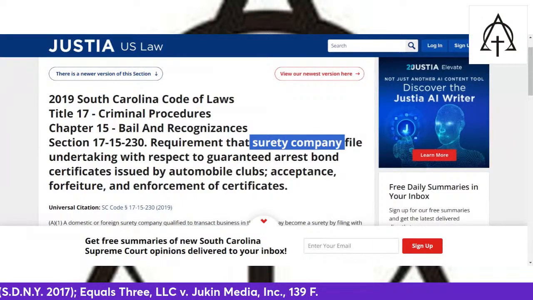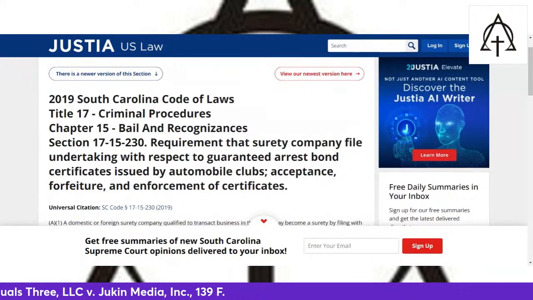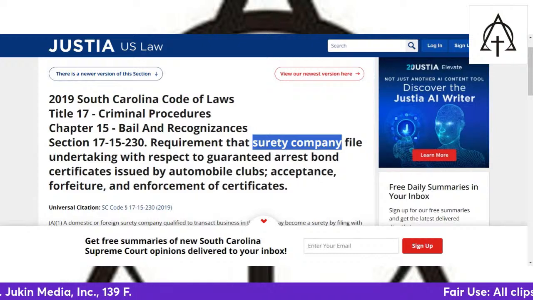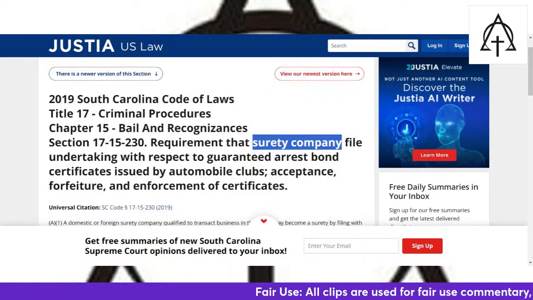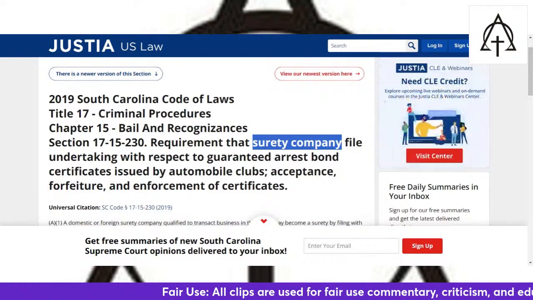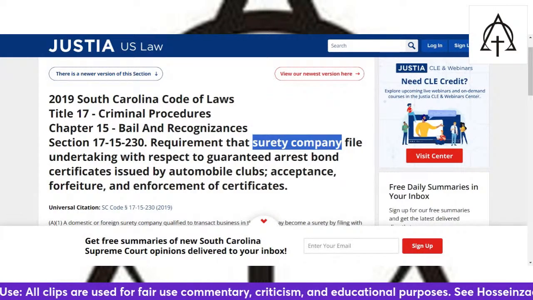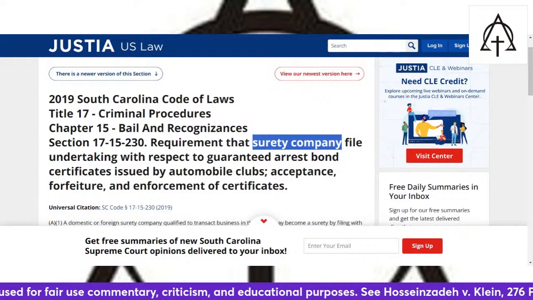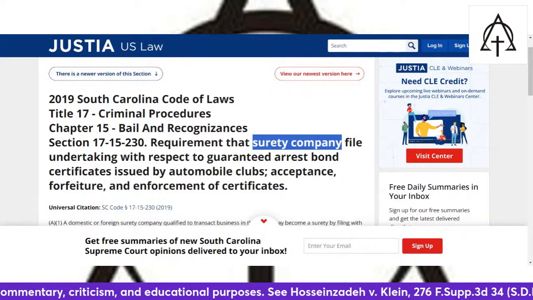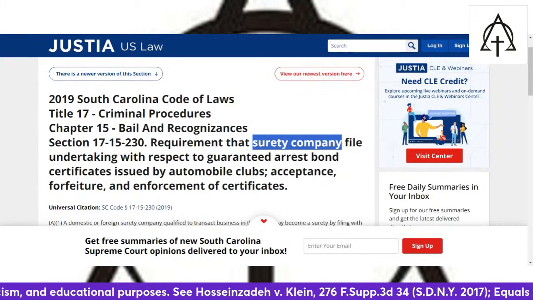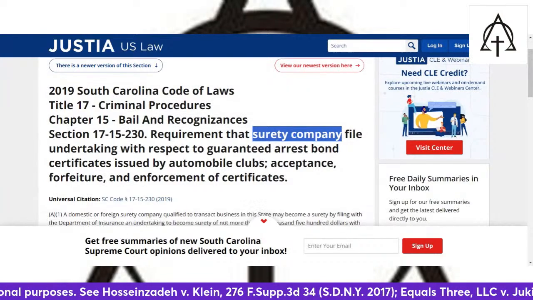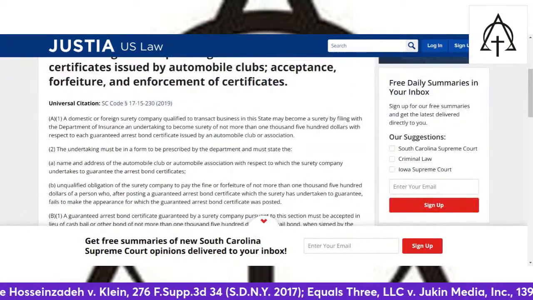So notice it says surety company. So we're getting that language we were talking about. You don't need insurance. You can get a surety bond. So requirement that surety company file undertaking with respect to guaranteed arrest bond certificates issued by automobile clubs. Acceptance, forfeiture, and enforcement of certificates.